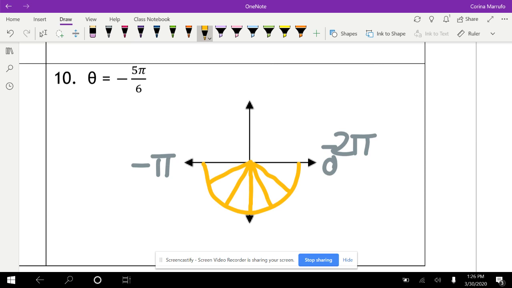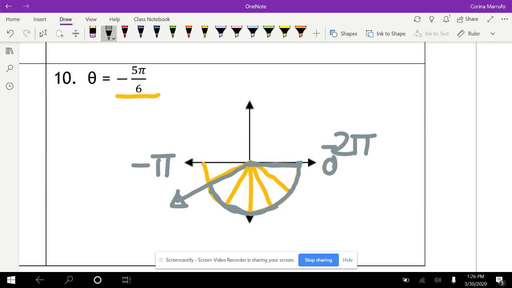And we are doing negative 5 pi over 6. So we start here on the initial side. We go in the clockwise direction because it's negative. So that's 1 piece of the pie. This is 2 pieces, this is 3 pieces, this is 4 pieces, and this is 5 pieces of the pie. So this is where we would stop. There's our initial side and our terminal side.